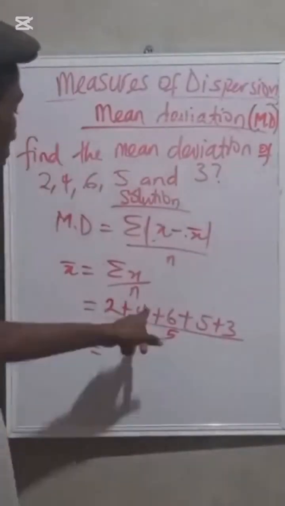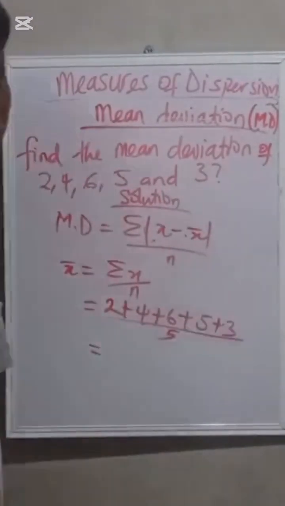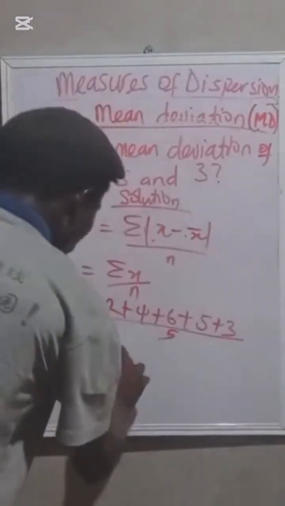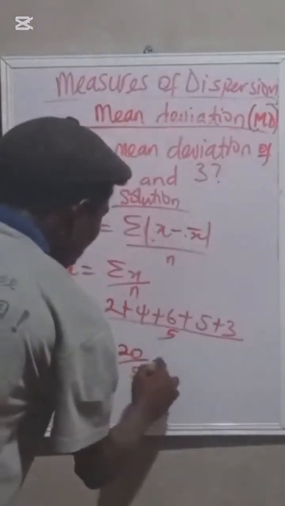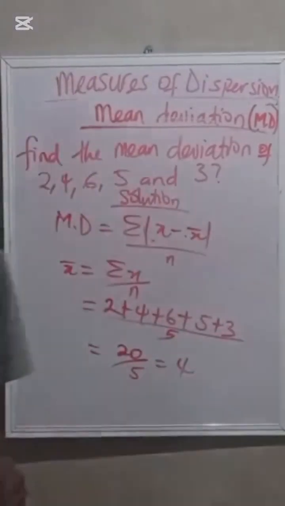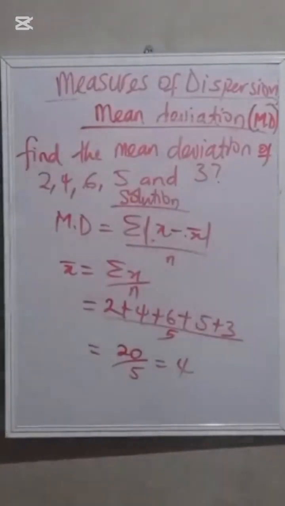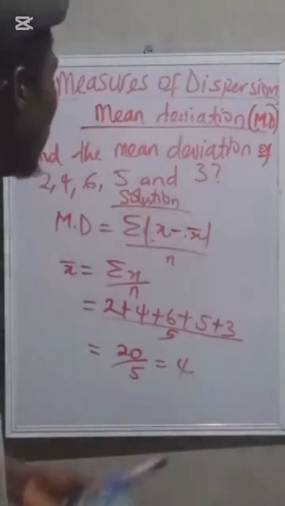2 plus 4 plus 6 plus 5 plus 3 gives you 20. That's 20 divided by 5, which gives you 4. So therefore, your mean is equal to 4. You already have your mean, but you are looking for the mean deviation.